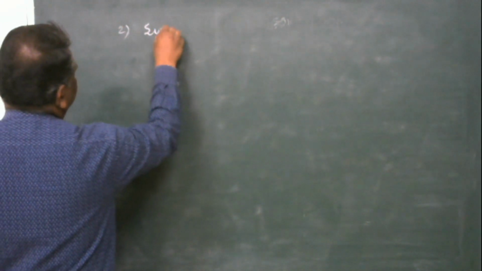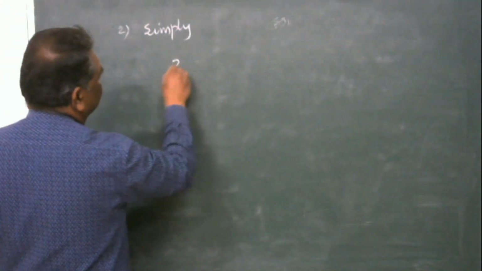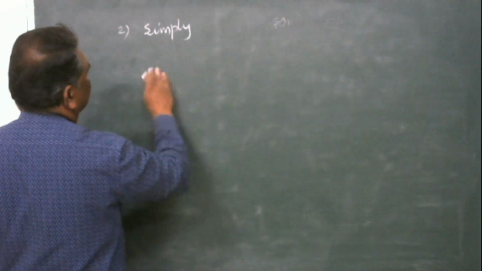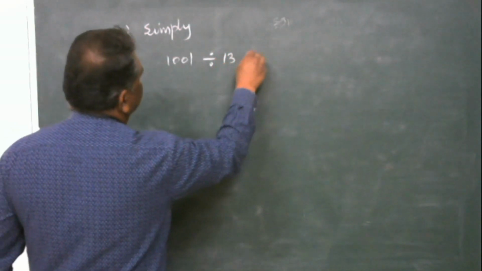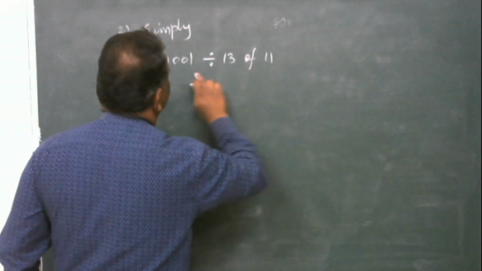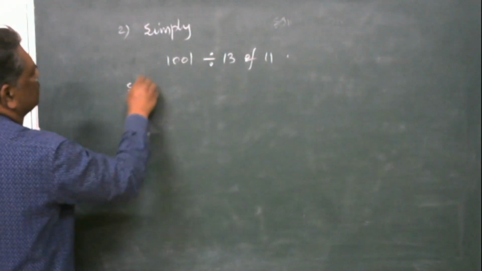Simplify 1001 divided by 13 of 11. Okay, simplify this solution.